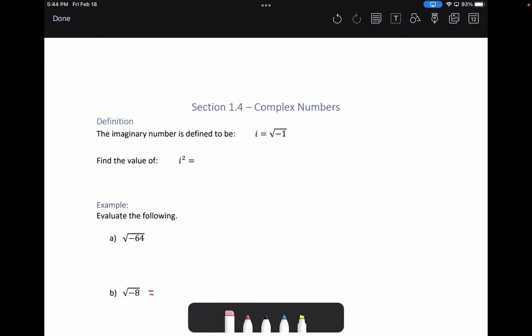Section 1.4, Complex Numbers. The imaginary number is defined to be i, which is the square root of -1. i squared is -1.